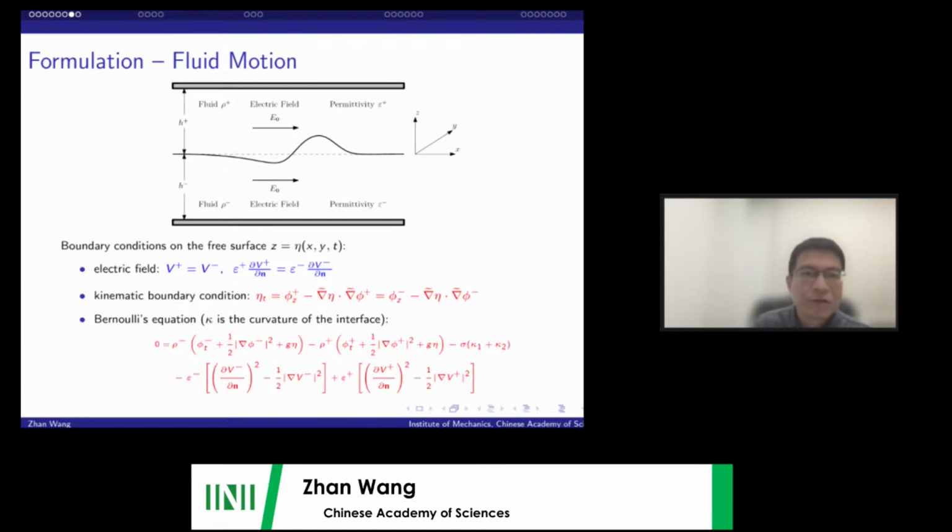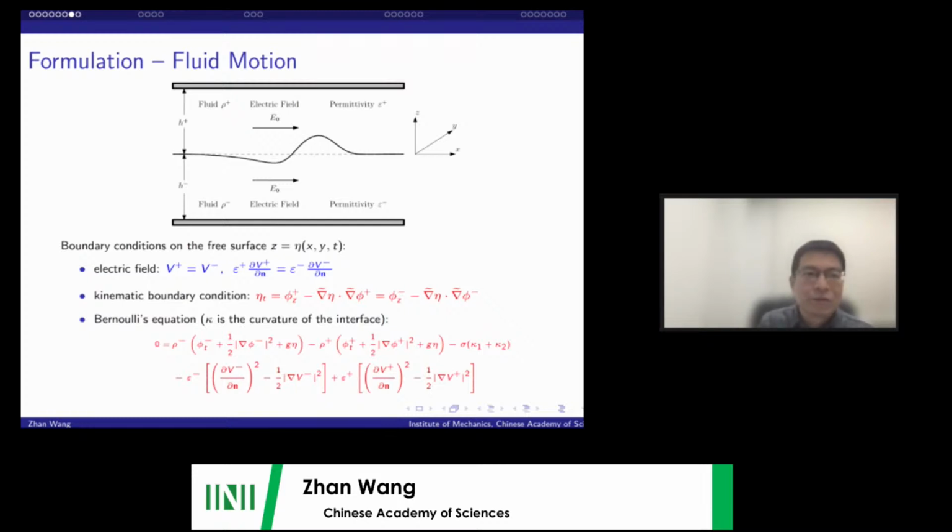There are 4 boundary conditions at the interface. 2 boundary conditions are for the electric field: the continuity of the electric potential, and the continuity of the electric displacement field. In addition, there are 2 well-known boundary conditions for interface dynamics: the kinematic boundary condition and the dynamic boundary condition. The flow field and the electric field are coupled through the Bernoulli equation, the dynamic boundary condition.